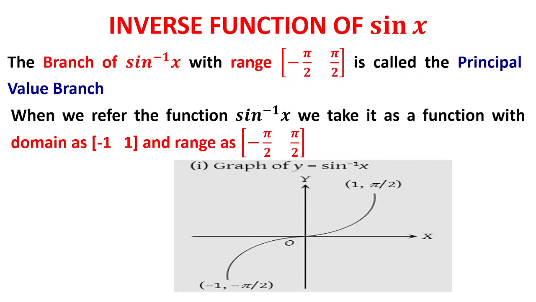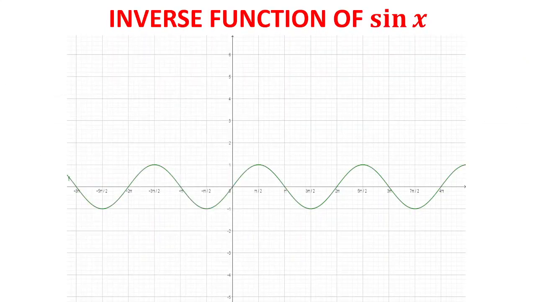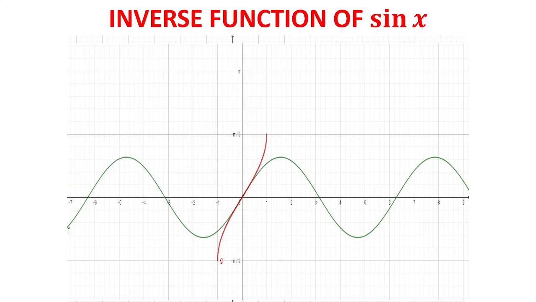Now this is the graph. Let us see the graph in a clearer picture. This is the sin x graph. All of you know that from 0 to pi by 2 it goes like that, and this is the sin inverse x graph, and you can see that its value lies from -1 to 1 and it goes from minus pi by 2 to pi by 2. Good.